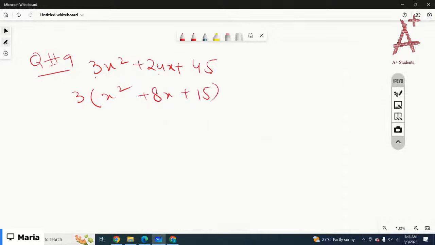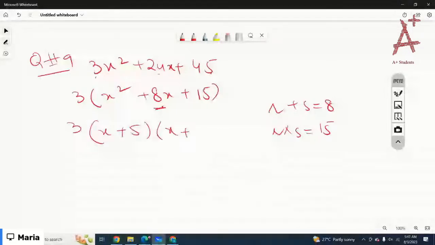Okay, now you have to factor like we did in questions 7 and 8. Think of the two numbers where r plus s equals 8, and when you multiply r times s they make 15, right? 5 and 3, all of them positive, so it would be x plus 5 and x plus 3, and 3 is the common factor.